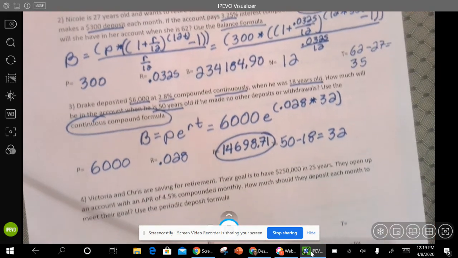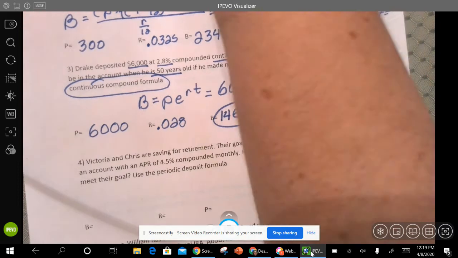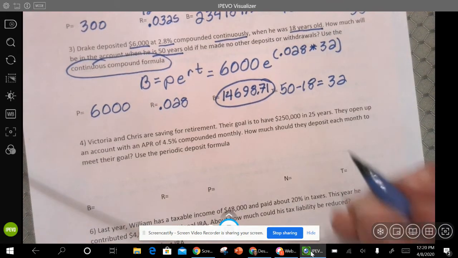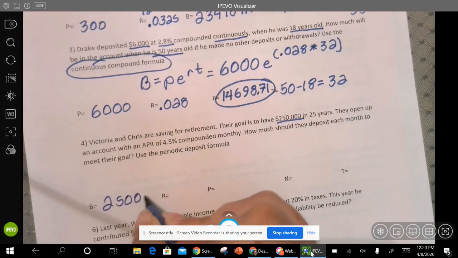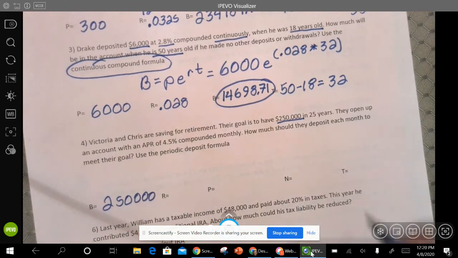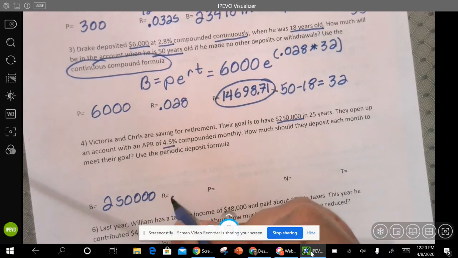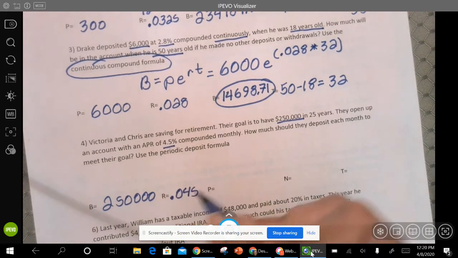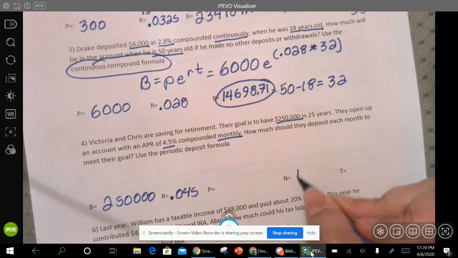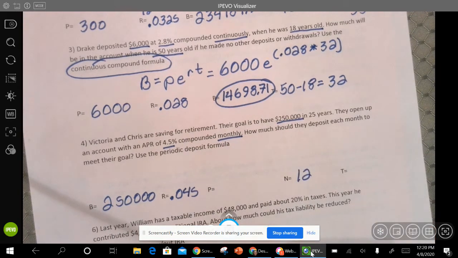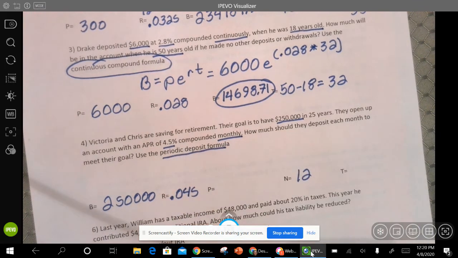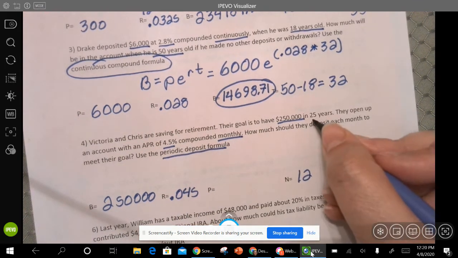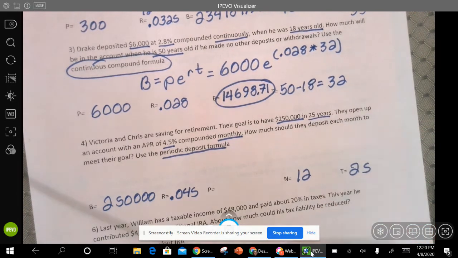Okay, so next one, Victoria and Chris are saving for retirement. Their goal is to have $250,000. If that's the amount they want to have, everybody, that's the balance. The rate is 0.045 compounded monthly, so 12 months in a year. And then we're solving for the deposit, how much they need to deposit. The time is 25 years. So we're going to use our periodic deposit formula.